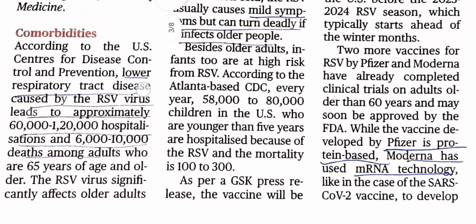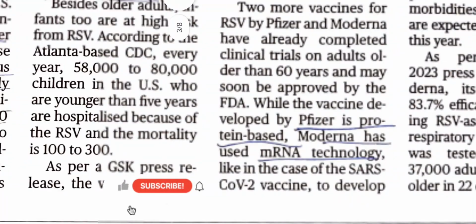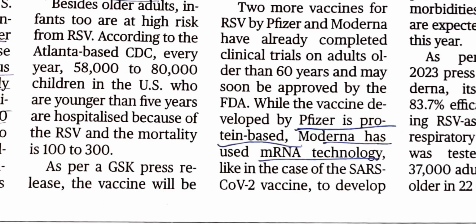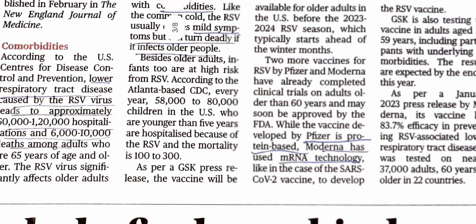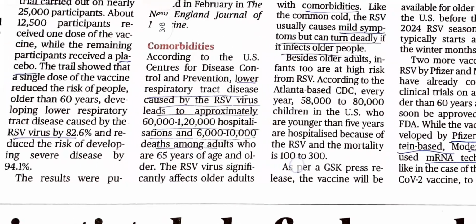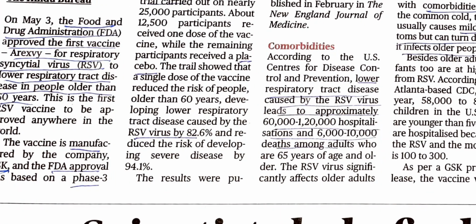However, Pfizer and Moderna are also working to produce their own vaccines. Pfizer's vaccine is protein based, and Moderna is using mRNA technology. It is important. GSK. Remember the keywords: GSK, FDA, Food and Drug Administration, RXV vaccine, and RSV, respiratory syncytial virus.